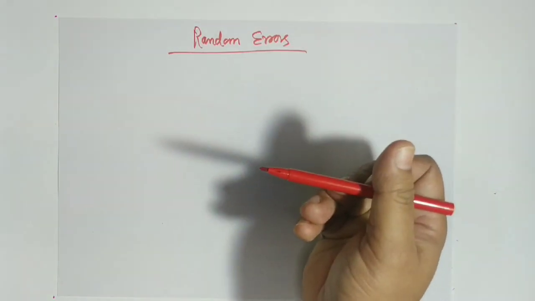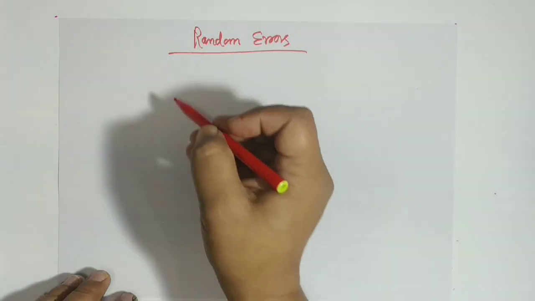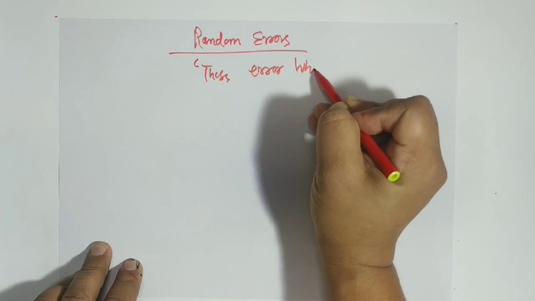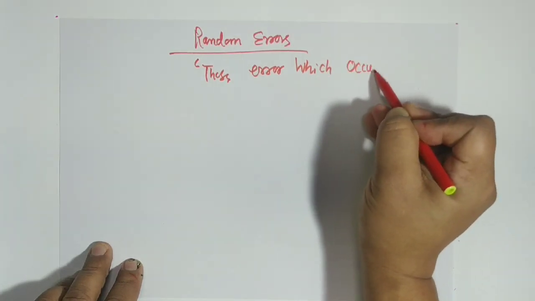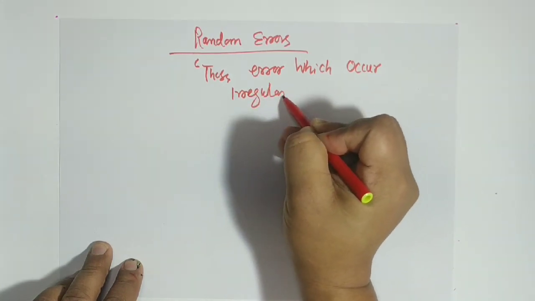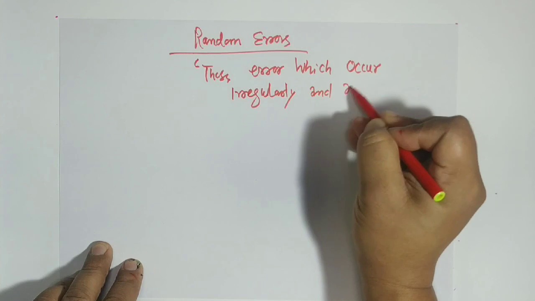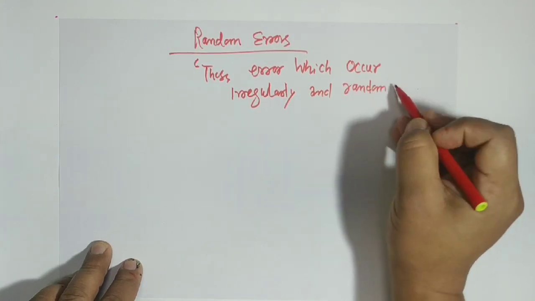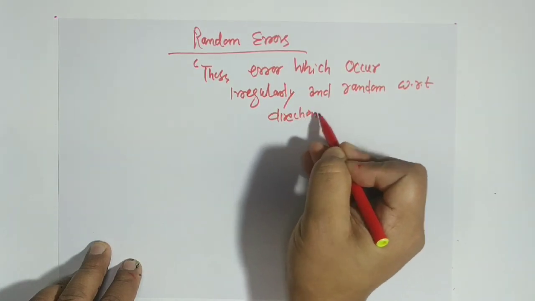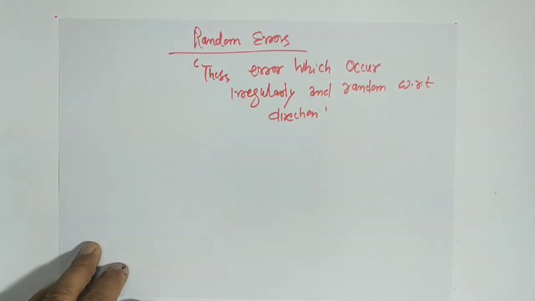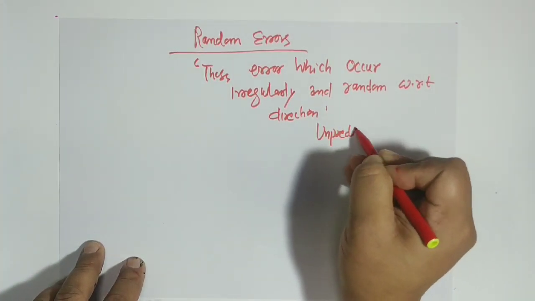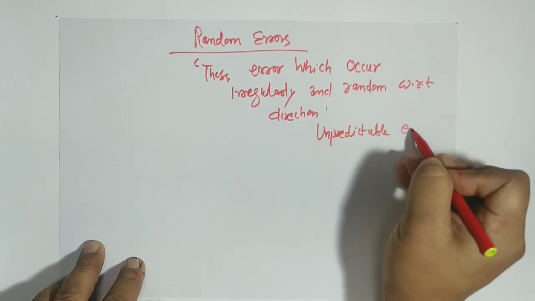So if I ask you how we are going to define random error? Those errors which occur irregularly and randomly with respect to direction. Now, you don't know the cause, it is an unpredictable error. Sometimes you can say that you don't know the cause.